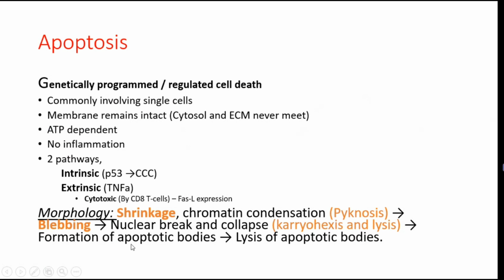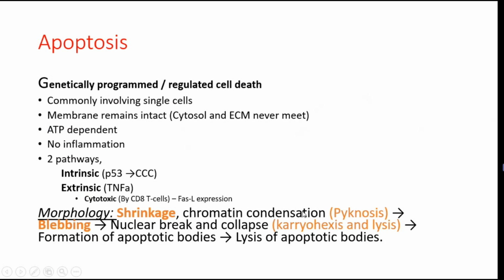But what's important for you to say is the morphology step by step, because without this your answer will not be complete. So what is the morphology of apoptosis? And we're talking about microscopy here, not the macro. The morphology starts with a shrinkage of the cell as well as the nucleus.